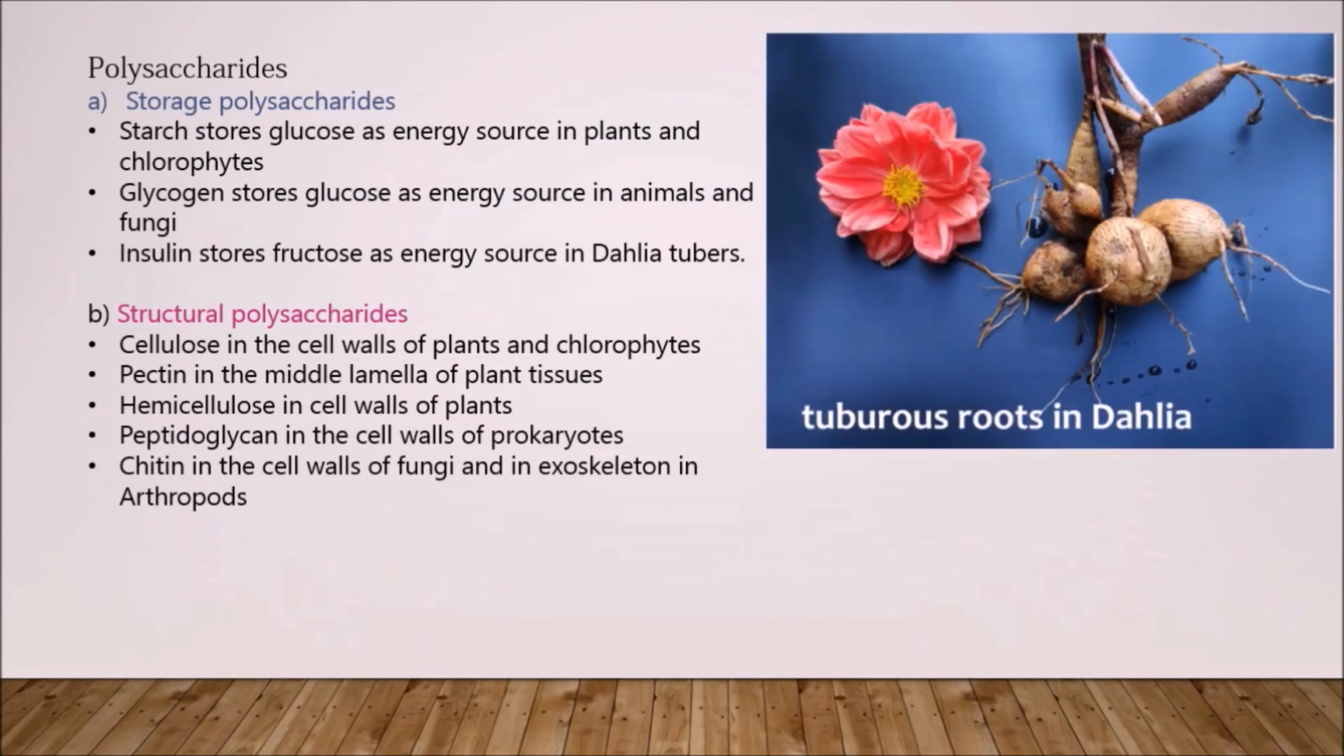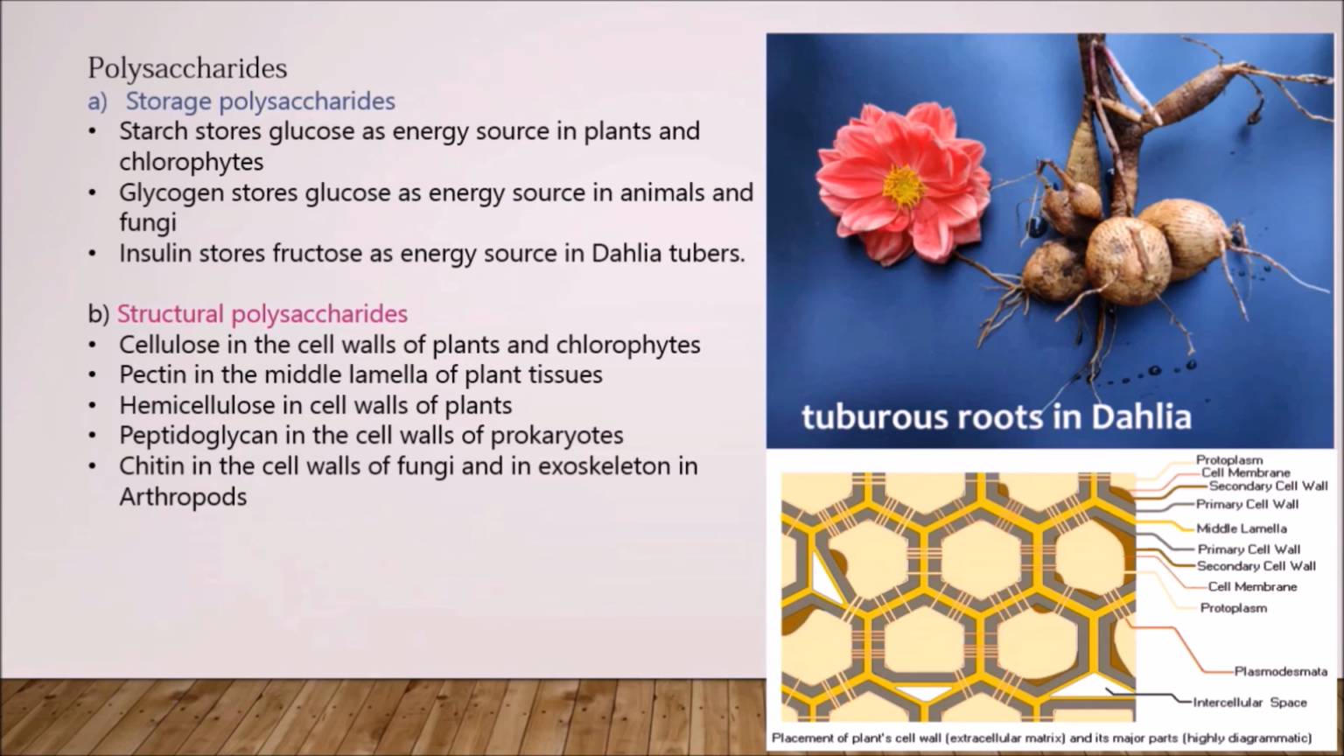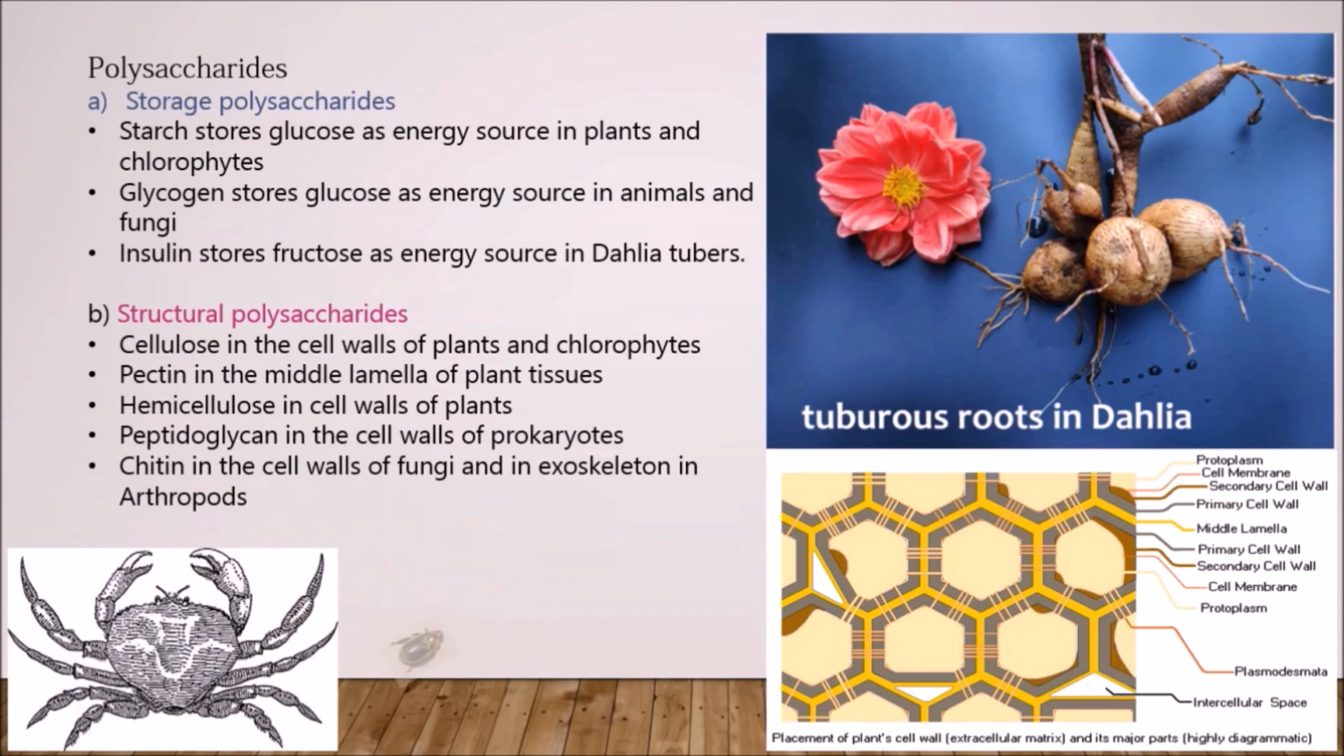Structural polysaccharides. Cellulose in cell walls of plants and chlorophytes. Pectin in the middle lamella of plant tissues. Hemicellulose in cell walls of plants. Peptidoglycan in cell walls of prokaryotes, and chitin in the cell walls of fungi and in the exoskeleton of arthropods.